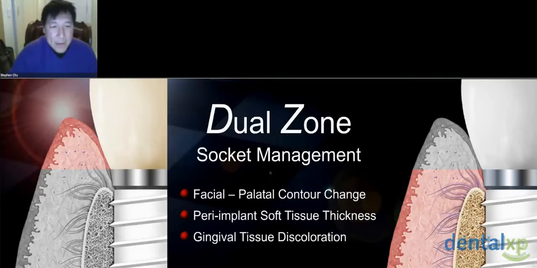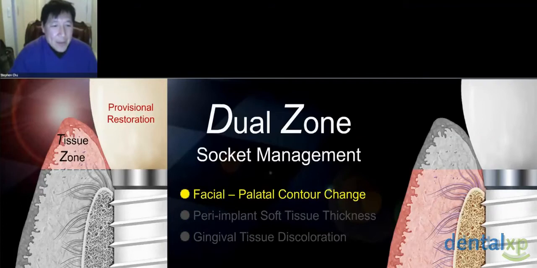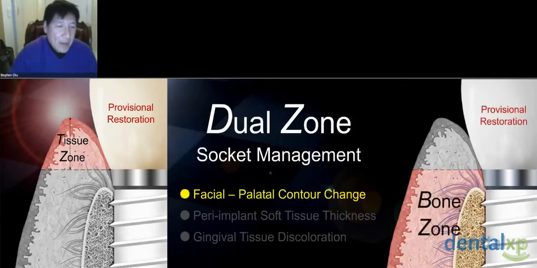Now, the concept is called dual zone because we actually looked at 2 variables. Again, we're looking at buccolingual collapse, from the head of the implant to the free gingival margin. So above the head of the implant is called the tissue zone. Dennis calls that the tissue zone. And below the head of the implant, we're looking at buccolingual contour change. That's called the bone zone. So hence, tissue zone, bone zone, the term dual zone.